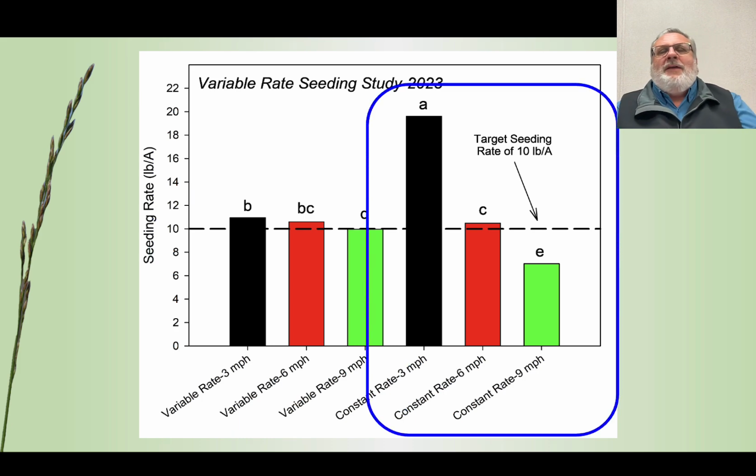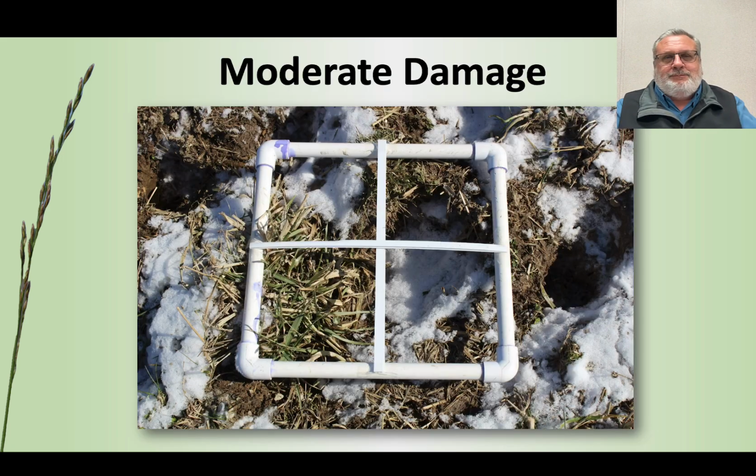Now, when we had the constant seeding rate, so the seeding rate didn't vary as we sped up and slowed down, when we slowed down to 3 miles an hour, we doubled our seeding rate. And when we sped up to 9 miles an hour, we got about a third lower seeding rate than our optimum seeding rate. So this seeder worked amazingly well at adjusting the seeding rate on the fly.